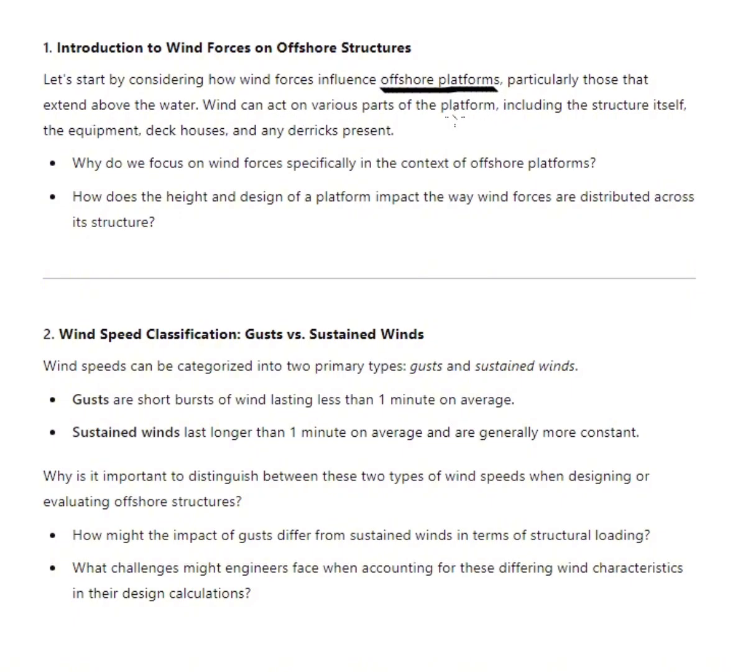Wind can act on various parts of the platform, including the structure itself, some equipment, deck houses, and any derricks present. Derricks here means things like cranes.